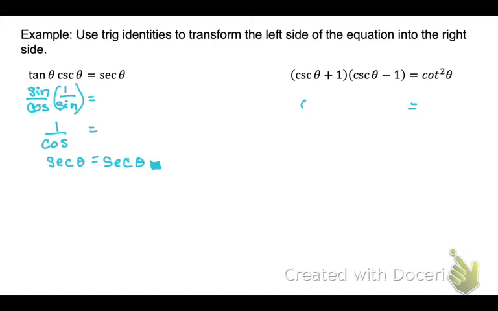So you should see that those are conjugate pairs, so you shouldn't have to multiply it all out, correct? You all see those are conjugate pairs. So you should have gotten cosecant squared theta minus 1. So what identity should I be thinking about? It's Pythagorean. It's squared. So Pythagorean should be what I'm thinking about.